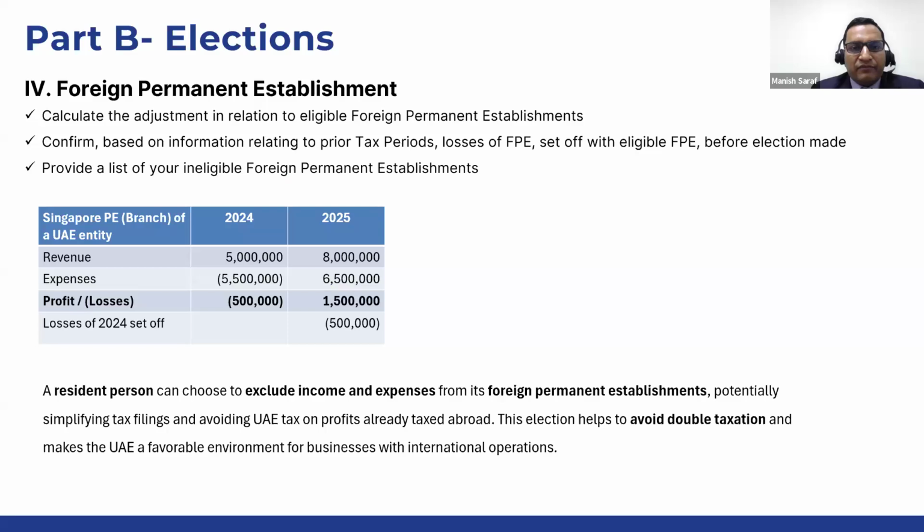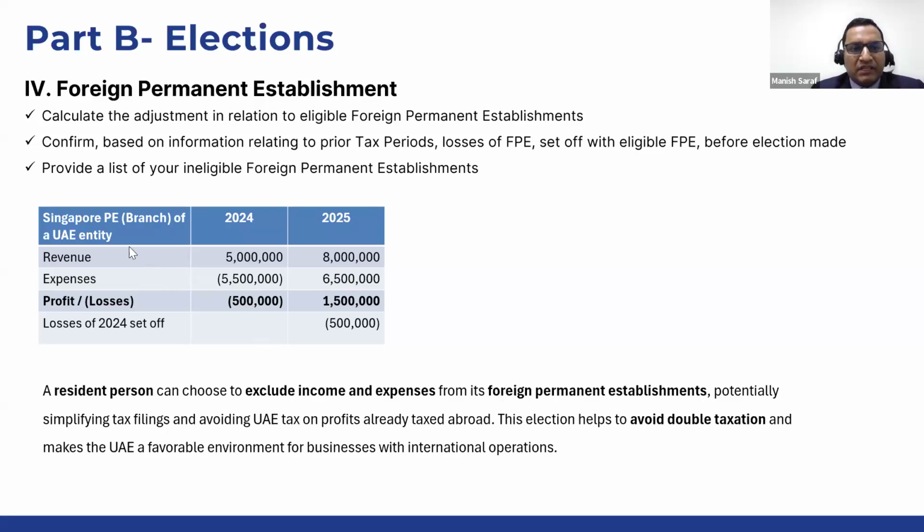And it has to apply for this election, and it can change in the next year as well. I mean, in 24 it can apply, and then want to change that because of whatever condition, it can apply to change that option. But if they opt for excluding the foreign income, then any losses or expenditure pertaining to that will not be considered in UAE. So if you have opted, then those expenditures or losses will not be considered.